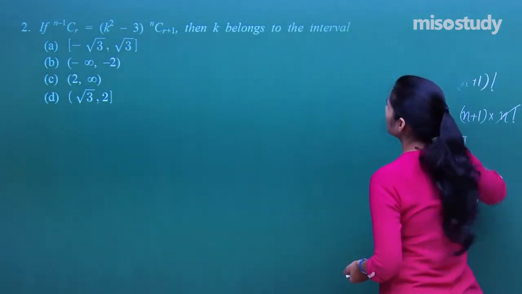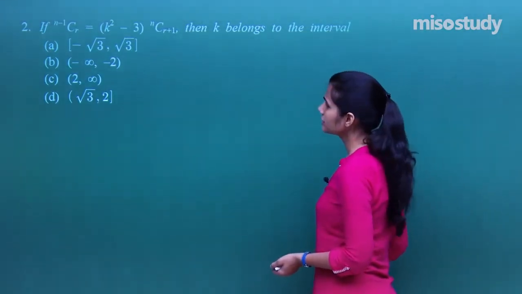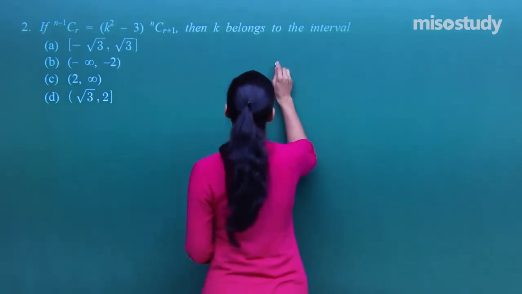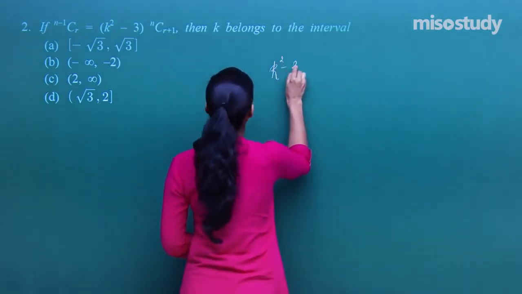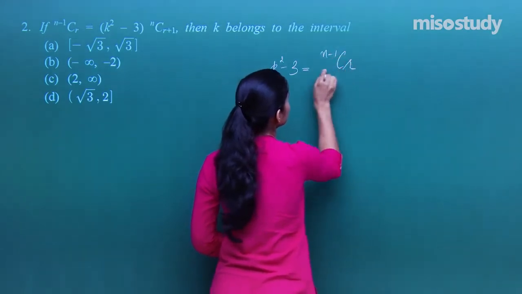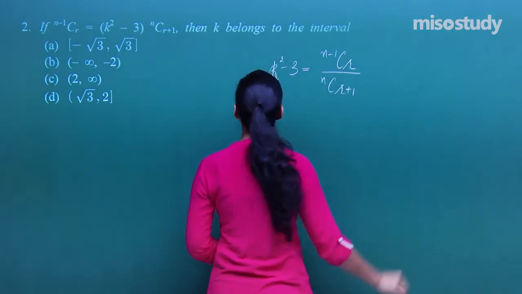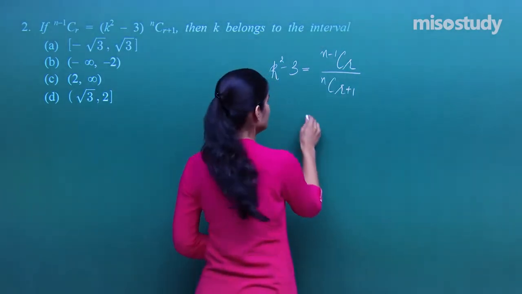Next question says that if C(n−1, r) = (k² − 3)·C(n, r+1), then k belongs to which interval? So let's see. This is k² − 3 = C(n−1, r) / C(n, r+1). Clear? Just open this up.